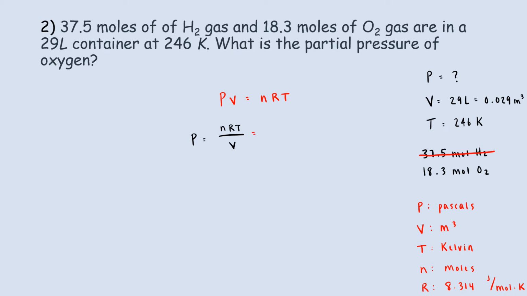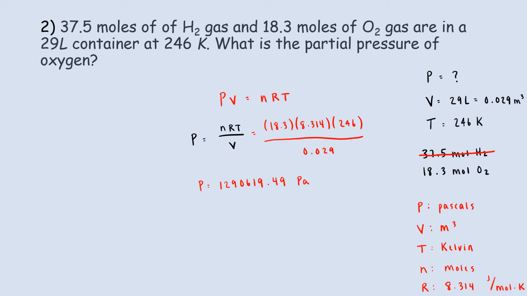So we have our number of moles of oxygen, 18.3, times 8.314, times 246, divided by 0.029 meters cubed. So when you punch that into your calculator, you should come up with an answer of 1290619.49 pascals.